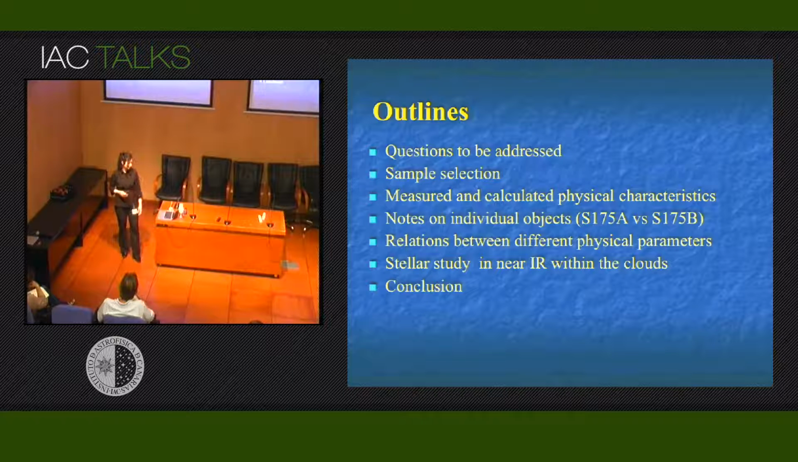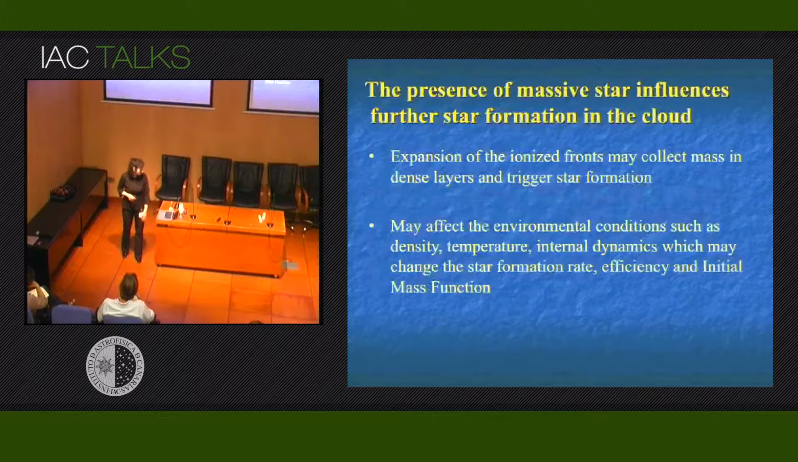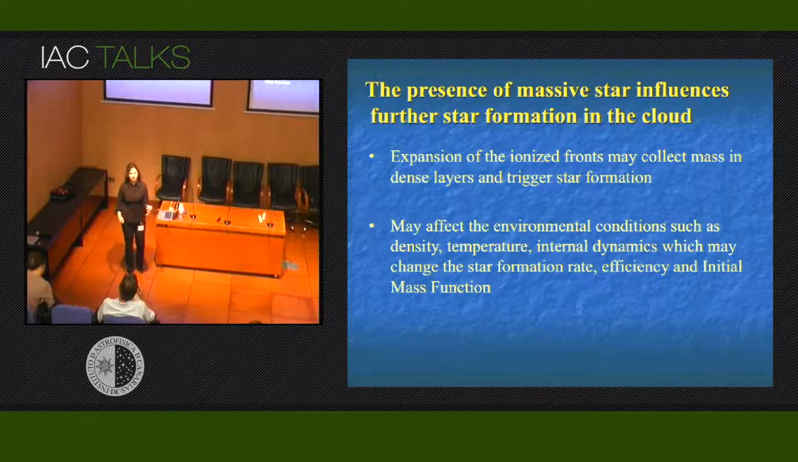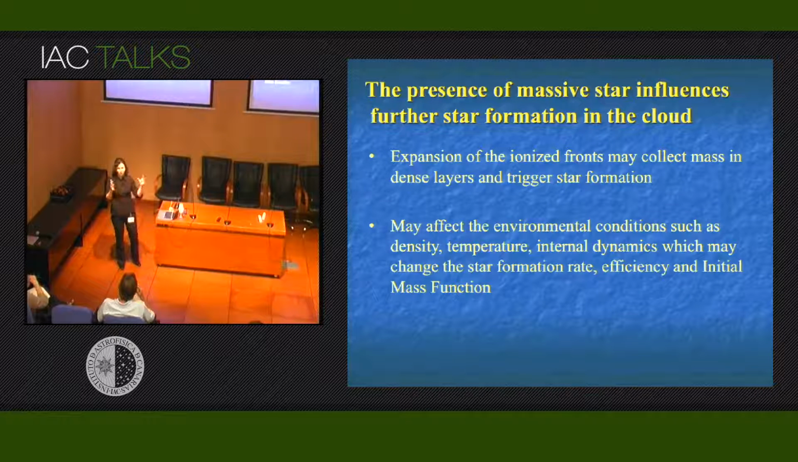As I described before, when we have a massive star, it ionizes the gas around itself. This ionized gas is expanding. It may collect mass in dense layers around itself. Star formation may be triggered within these collected layers around the expanding ionized gas. It also may affect the environment because of the strong UV photons, which may change the velocity dispersion and the temperature of the gas around itself. It may change the density.